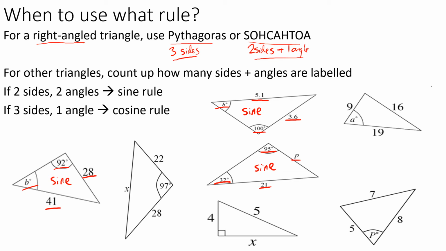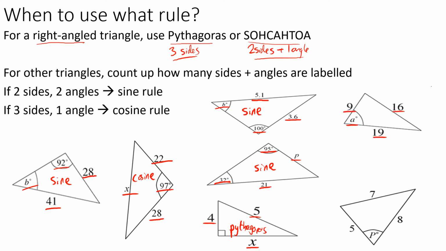Well, there is one right angle triangle, which is here at the bottom. We've got 4, 5 and x. We've got 3 sides labelled. So that would be, according to our little list, a Pythagoras question if we wanted to solve that. And then what's left? Well, none of the other ones are right angled, so we can ignore that. This one here has 1, 2, 3 sides and an angle. So that's a cosine rule question.